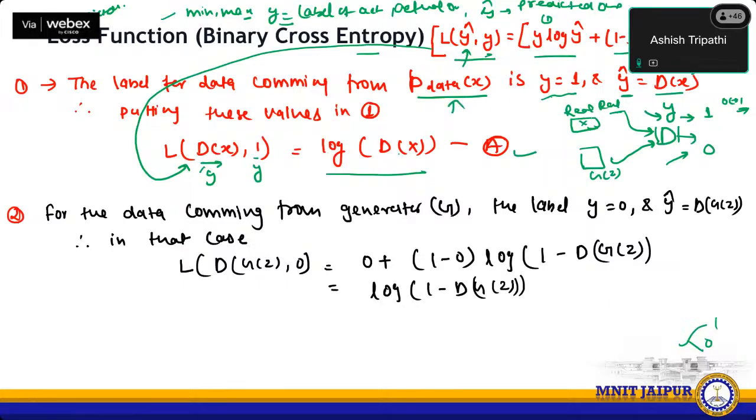And what is the second source of the data? This is the first source of the data. And what about the second source of the data? That is the generated one.